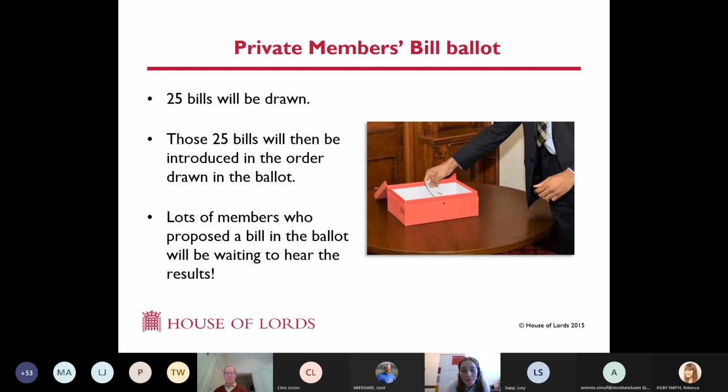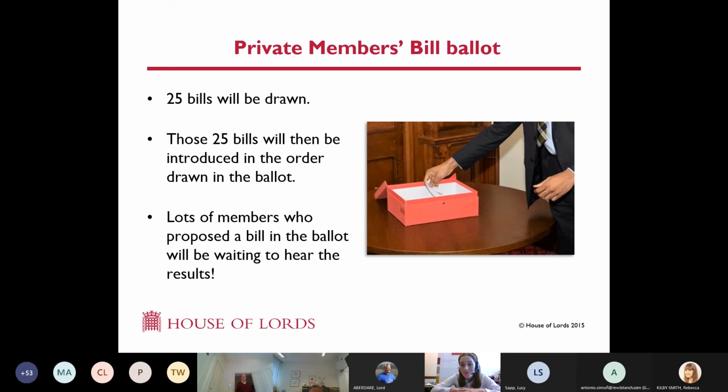I'll just speak very quickly about the Private Members' Bill Ballot, which of course is why we're all here, and I'll quickly explain what's going to happen now. In this red box here, I have all the bills that members of the Lords have put forward into the ballot. What's going to happen is I'm going to draw 25 bills from this ballot, and those 25 bills will then be introduced in the order that they're selected.